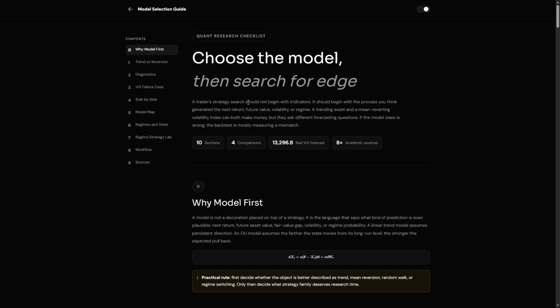Hello guys, the thing I want to talk about today is something that kills most systematic research before it even begins. It's not overfitting, it's not p-hacking, and it's not any of the things that people usually blame. It's that the model class was wrong from the beginning. You can do everything else right and still produce a completely useless backtest, because the model you fit has nothing to do with how the data actually behaves.